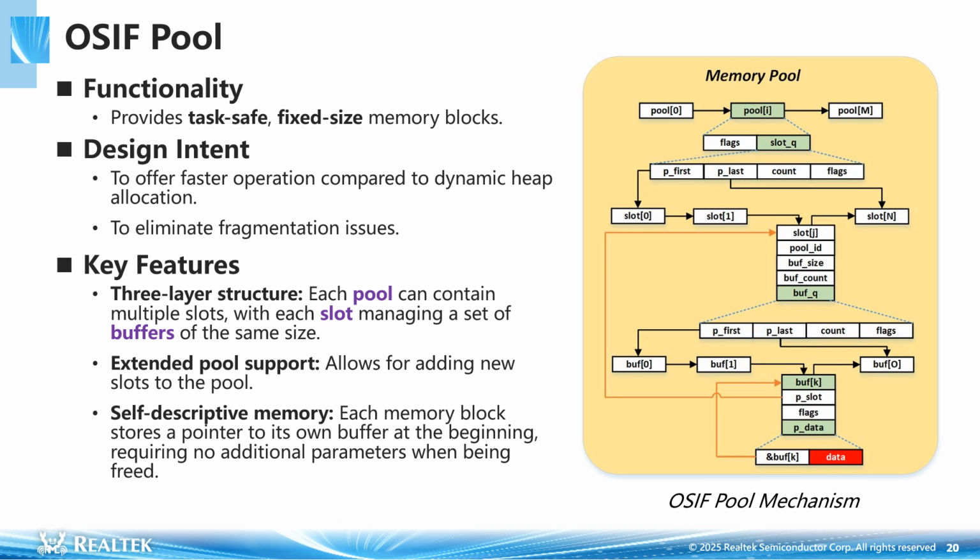Next, we will focus on OSIF Pool, which provides task-safe, fixed-size memory blocks for developers to use. The design intentions are to offer faster operations compared to dynamic heap allocation and to eliminate fragmentation issues. Some of the key features include a 3-layer structure where each pool can have multiple slots, with each slot managing buffers of the same size. There is also extended pool support, which facilitates the addition of new slots to existing pools to expand memory capacity. Furthermore, self-descriptive memory ensures that each memory block records a pointer to its own buffer at the beginning, which means no additional parameters are needed when freeing memory.